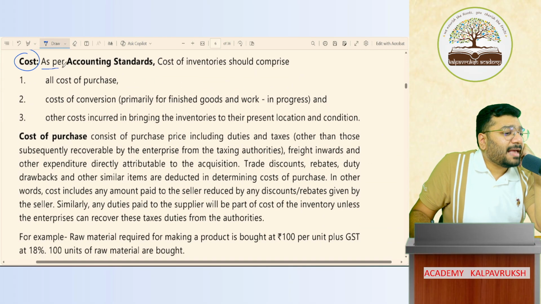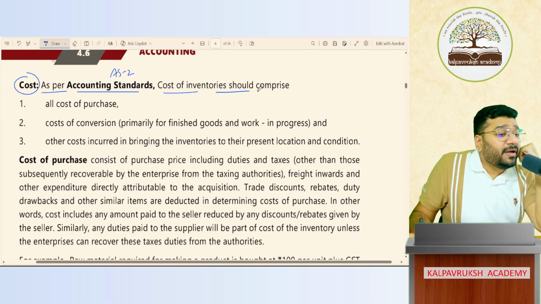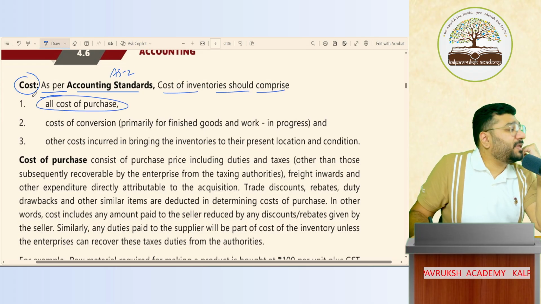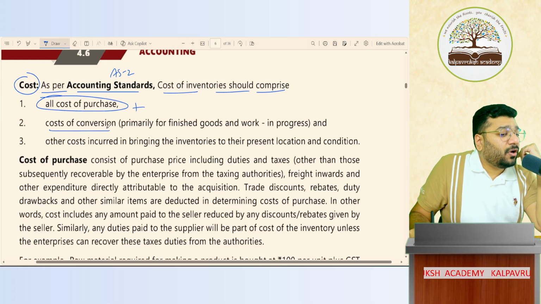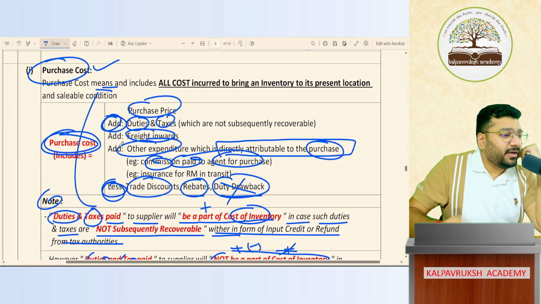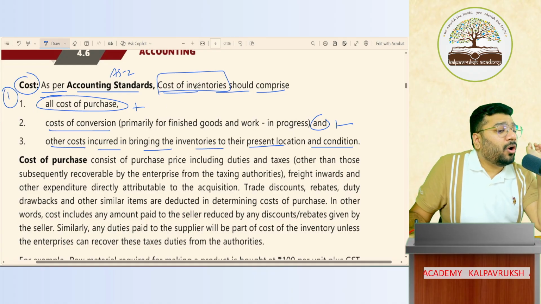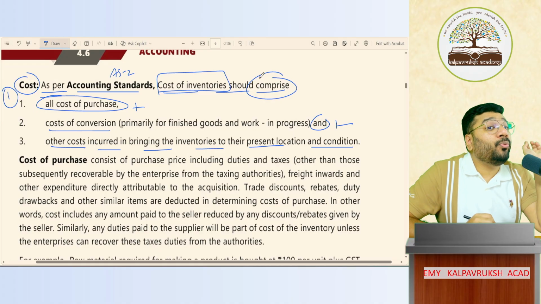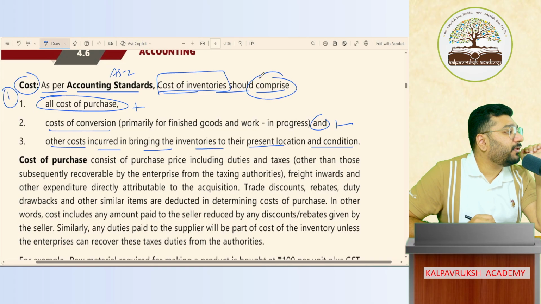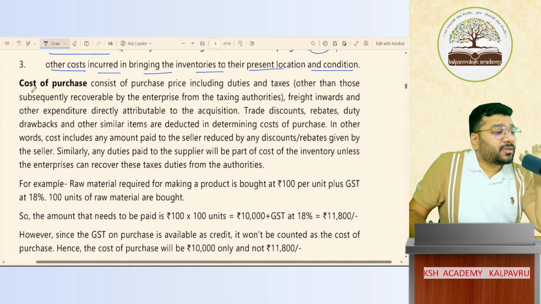Meaning of cost as per accounting standard. Which standard? Accounting Standard 2. The cost of inventory should comprise of all the cost of purchase plus cost of conversion plus other costs incurred in bringing inventories to their present location and condition. Same thing I've written here also. So you will get this for 1 mark. Mark this, very, very important. They'll ask you what are the cost of inventory, or cost of inventory should comprise of which all components. For 1 mark, these 3 points you have to write as it is, ditto, not a single word change.